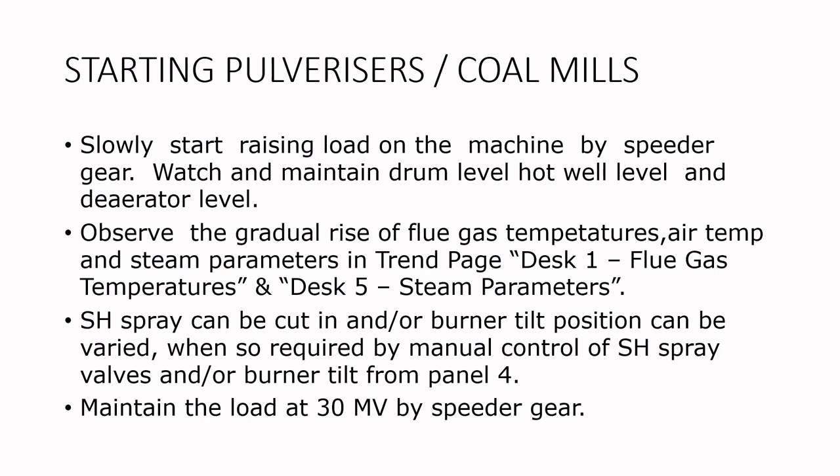But if you take coal mill F or coal mill E in service, then you have to follow the ignition permissive also. You should have the oil guns in maybe CD elevation or EF elevation, then only you can go for the higher mills. So you should check the burner tilt also and control the spray temperatures. Now maintain the load at 30 megawatt by the speeder gear. So you can maintain the load.